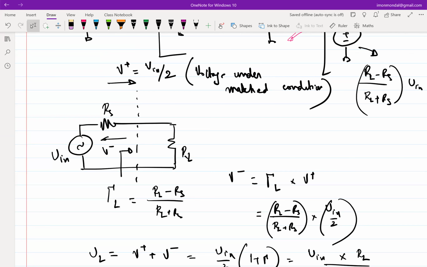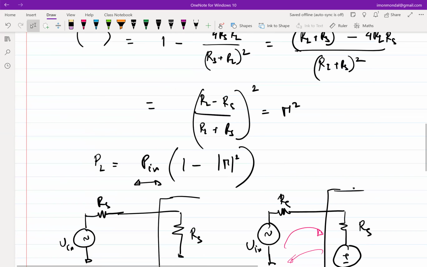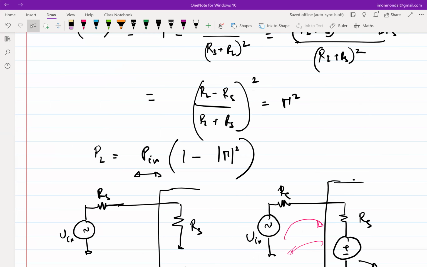Okay, now I understand Cook's question. He is saying that here we said that V plus is the voltage under matched condition, but here I am putting a gamma L, which is for the real unmatched condition. So there seems to be a discrepancy between finding out what is the forward going wave and what is the reflected wave. Yes, good, thanks. That is why I did this analysis.